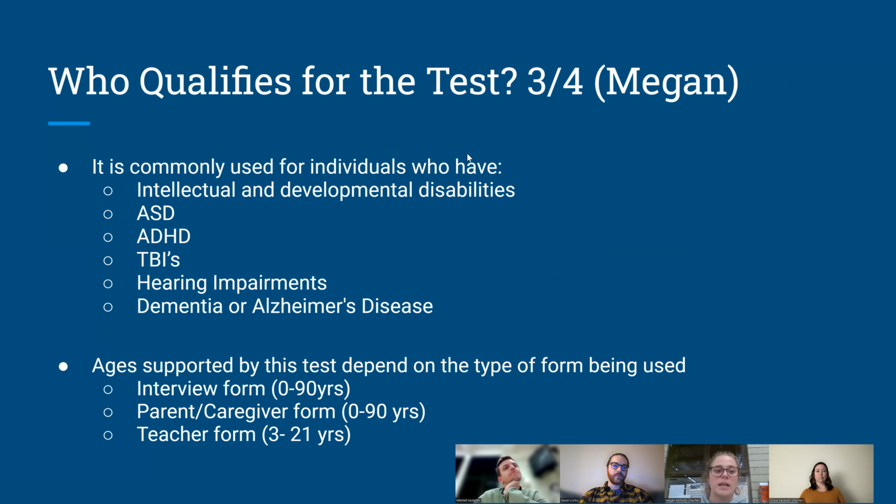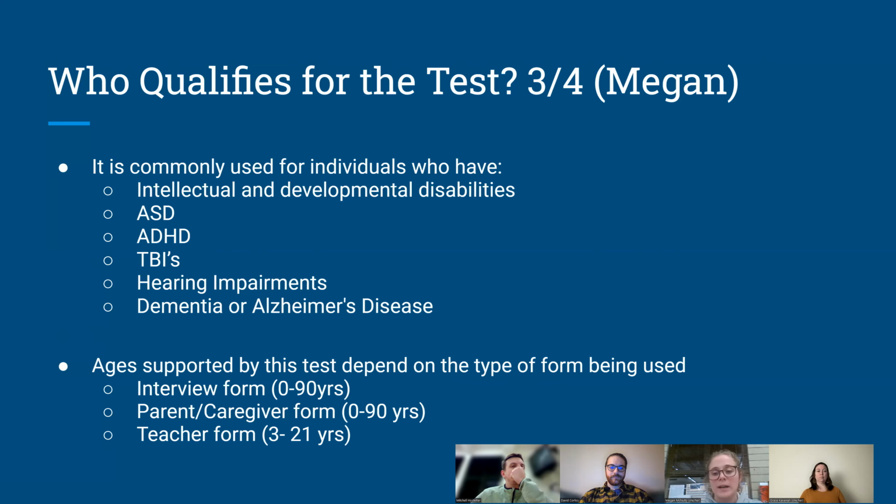Who qualifies for the test? I got all of this qualification criteria from Pearson. It's commonly used for individuals who have one of the following: an intellectual and developmental disability, ASD, ADHD, TBIs, hearing impairments, and dementia or Alzheimer's.